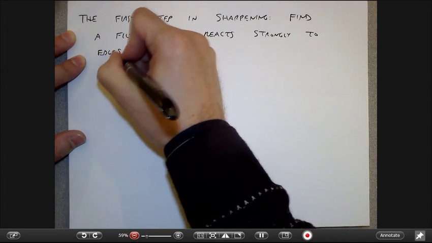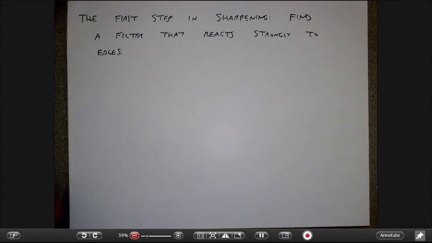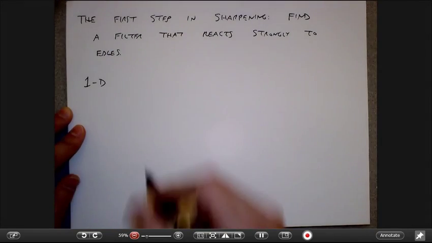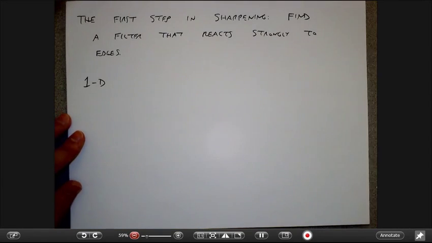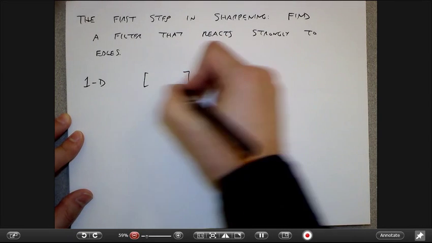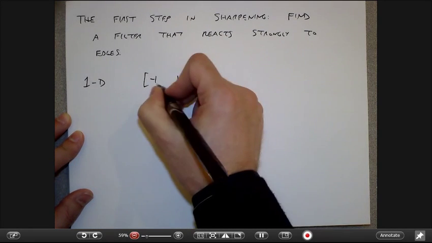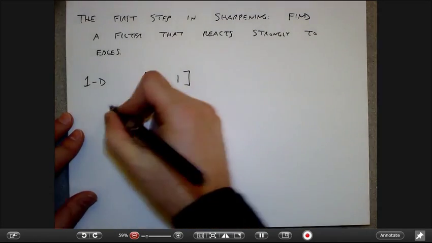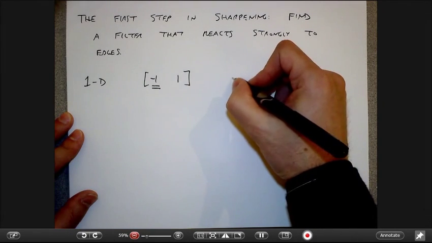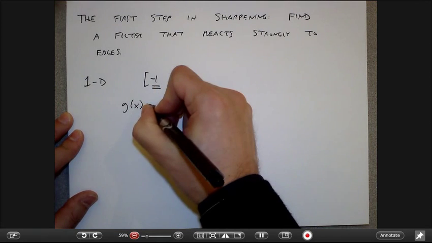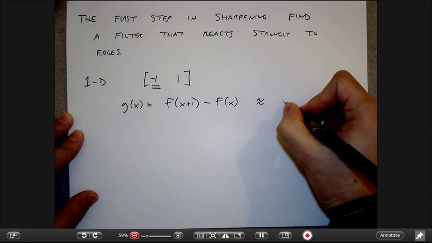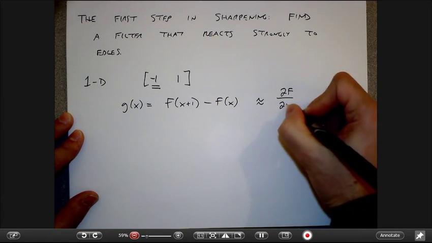Okay, and so let's again look at this in 1D. In 1D, the equivalent of this first row here, the first derivative, was a filter that looked like this. This is the filter that I just applied to get that first row. In continuous time, it's like saying, take this value and subtract the value that I'm at. And this is an approximation to the first derivative of the function along the x direction.